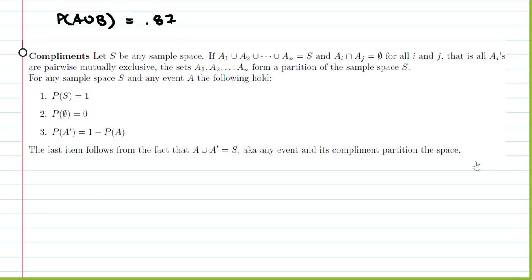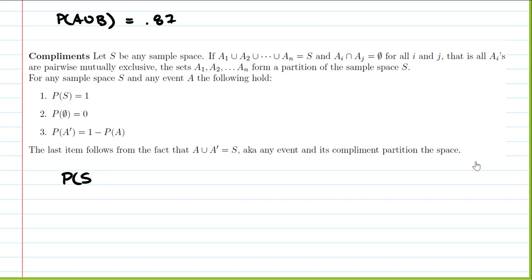For any sample space S and any event A, the following hold. The probability of anything happening in the space is 1. So the probability of the sample space is 1. The probability of the empty set is 0. And the probability of A complement is equal to 1 minus the probability of A. The last item follows from the fact that A union A complement equals S, so any event and its complement partition the space. So let's see.